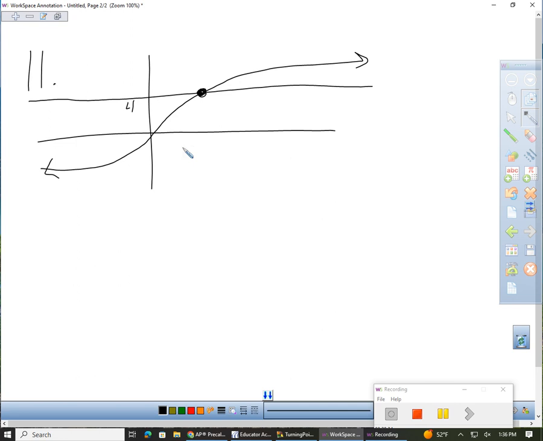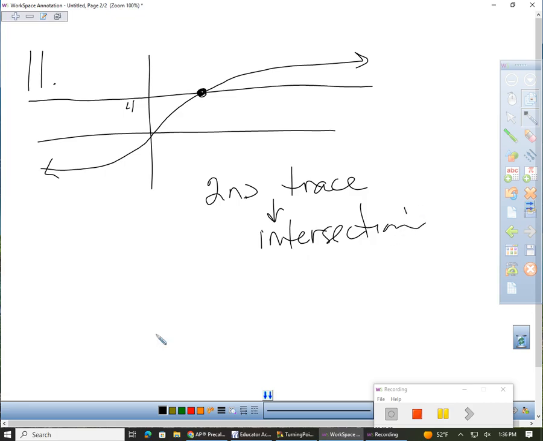I'm sorry, what, Libby? How do you find the intersection of this? Okay, you're going to go second and trace. Go down to intersection. Yep. And then it's going to say first graph, and there's a little cursor. You want to move the cursor close to where the intersection is. You hit enter. It says second graph. The cursor should be on the line. Hit enter, and hit enter one more time. It should jump to the intersection point. Yep.